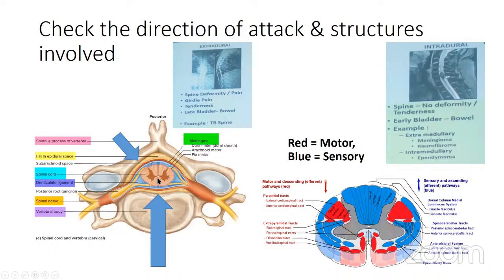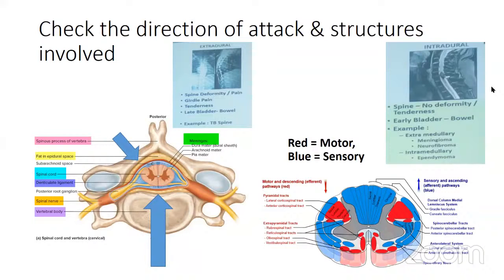And the local spinal problem will be very less. So this is the basic of this anatomy, and we check the direction of the attack and the structure involved. Now, the designated part, the diagnosed part. You can see the patient complaining of localized backache, positive local tenderness, spinal deformity, with gradual involvement of the motor, followed by the sensory. What is the diagnosis?